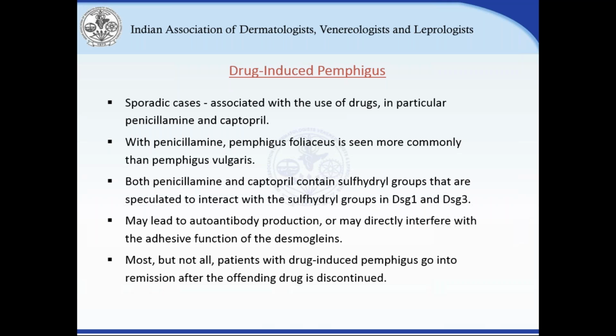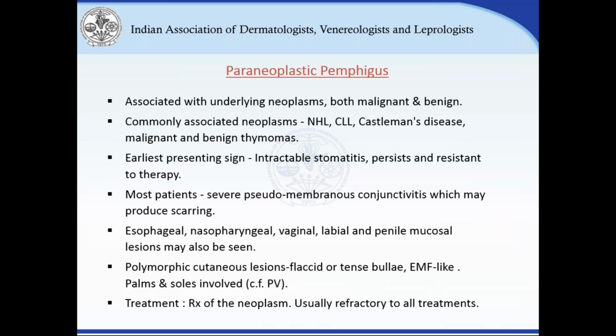Most but not all patients with drug-induced pemphigus go into remission once the offending drug is discontinued. Now, paraneoplastic pemphigus generally comes in with patients of old age, and in this, the antibodies are formed not just against desmoglein but also against laminins, integrins, fibulins, fibrillins. You can have antibodies against a large number of molecules.